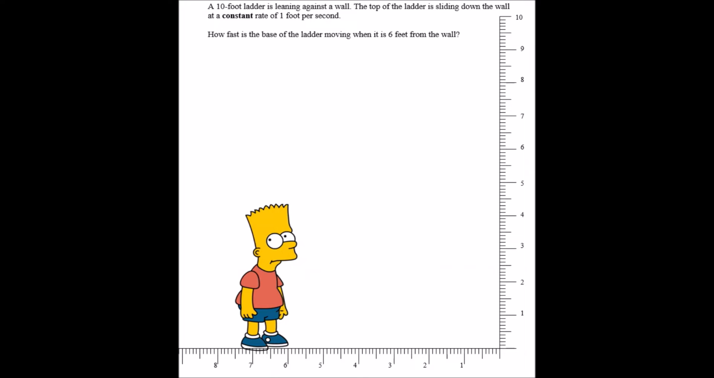So the problem statement is that you have a 10-foot ladder leaning against a wall. The top of the ladder starts sliding down the wall at a constant rate of 1 foot per second. How fast is the base of the ladder moving when it is 6 feet from the wall? In other words, how fast is the base moving when it hits Bart Simpson at the bottom there?